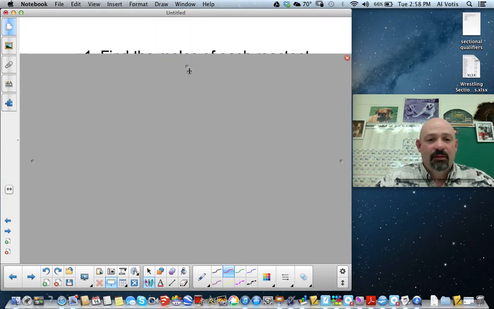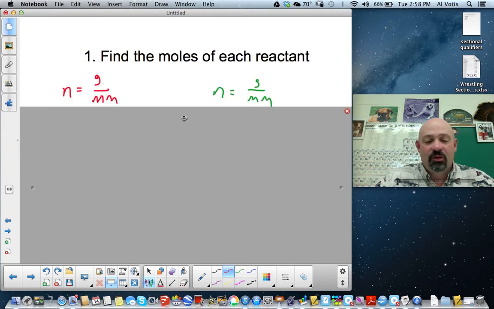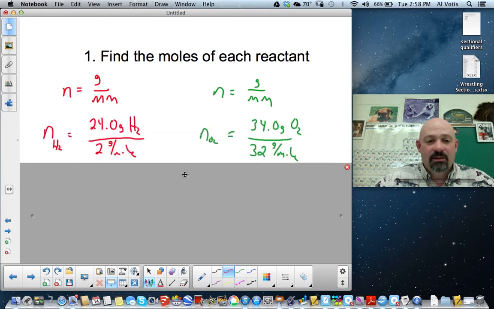So step 1, find the moles of each reactant. And moles of each reactant is just going to be grams divided by the molar mass for each one. And for hydrogen, that's going to be 24 grams divided by its molar mass, which is 2. I'm not showing how to do molar masses here. I'm assuming that we're pretty good at that.